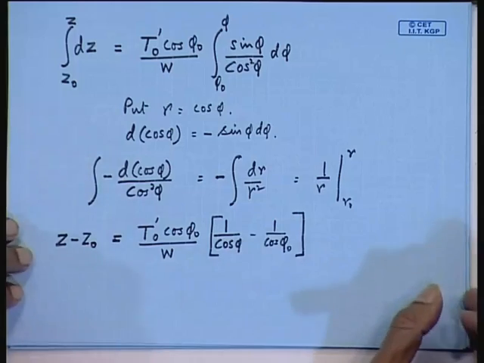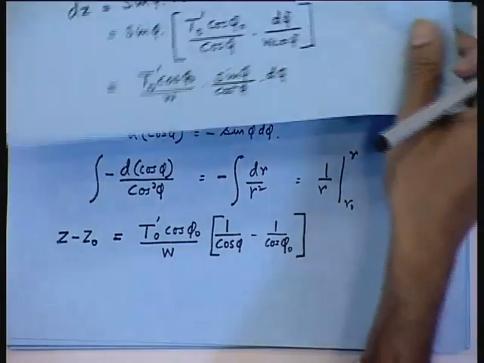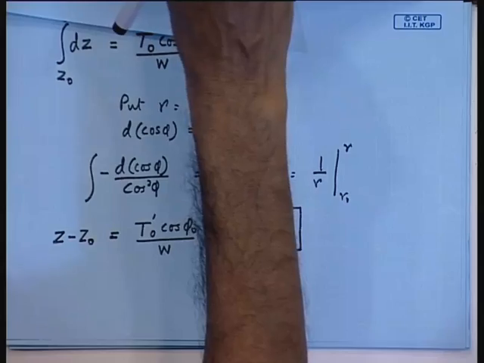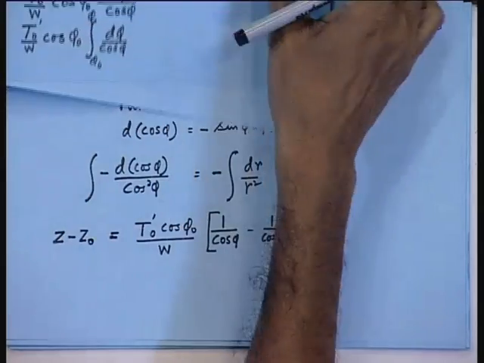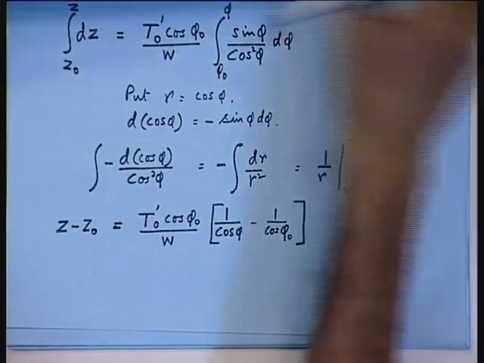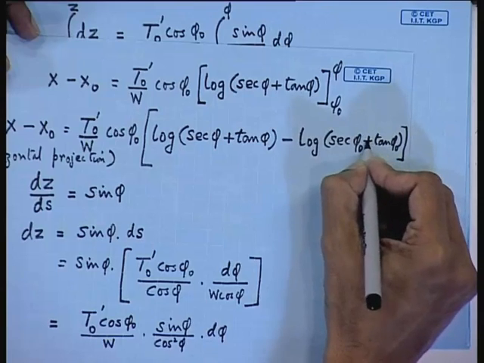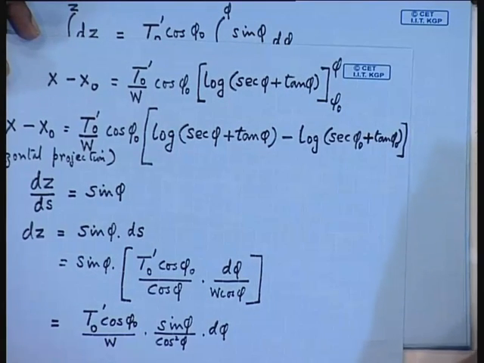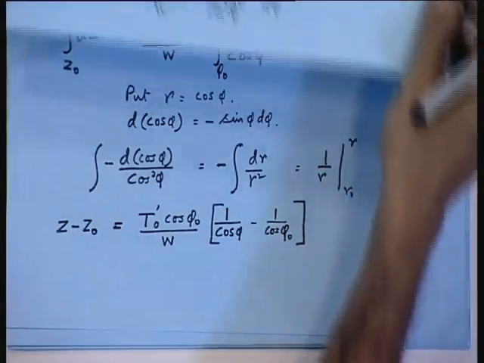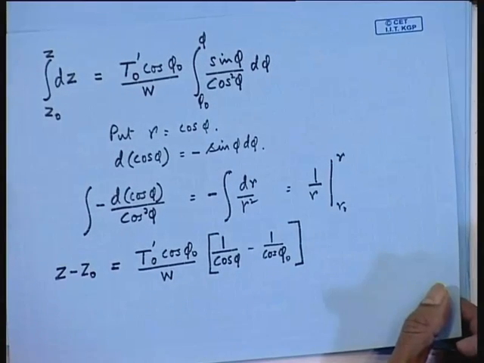So what else have we found out? We have found out the length of the chain cable, s minus s naught. Then we have found out x minus x naught. The most complicated expression is the horizontal length on the seabed, because you have this log term. And the other is z minus z naught. Now you calculate your tension.